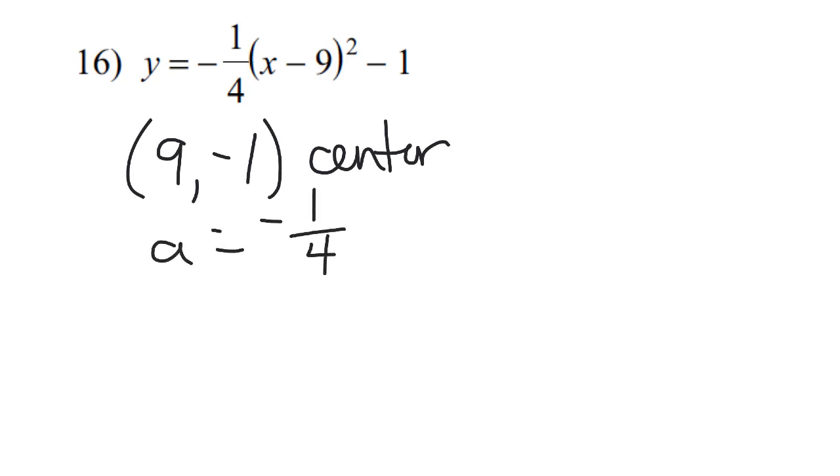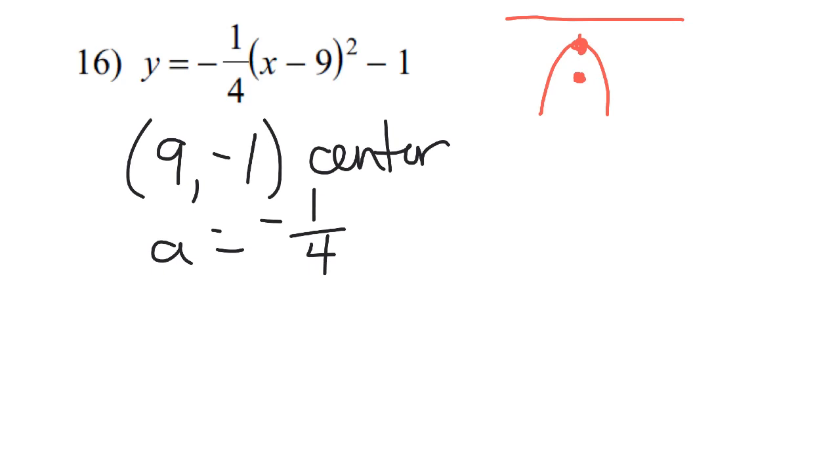So what we need in order to find the focus and the directrix is the value of P, because P tells us how far from the center we need to go, depending on what direction we're going. Now, this particular parabola is opening downward. So we know that the directrix is going to be up here and the focus is going to be here. So sometimes drawing a little picture of what's going on will help.